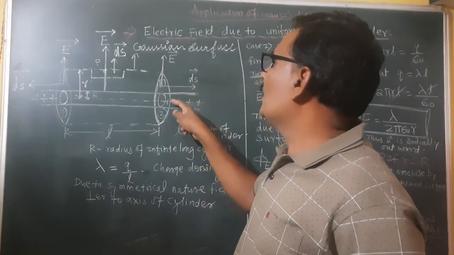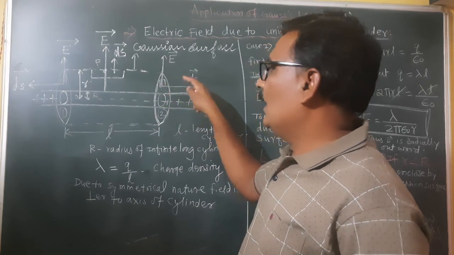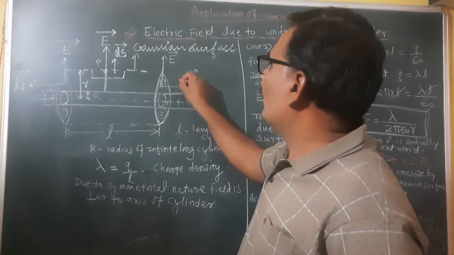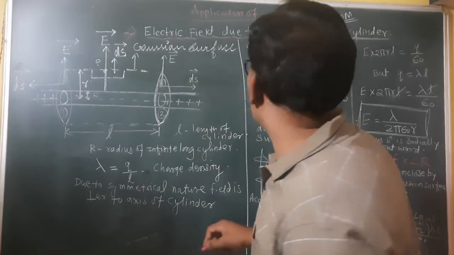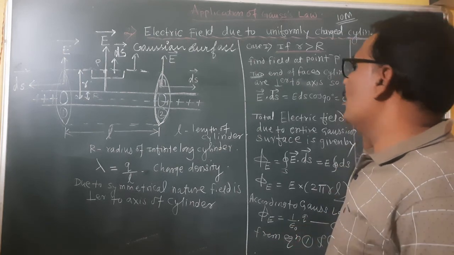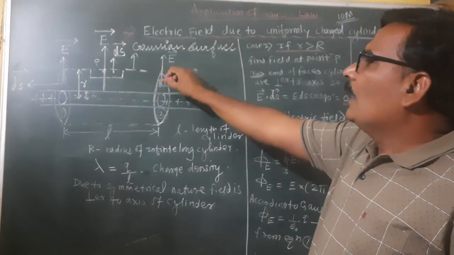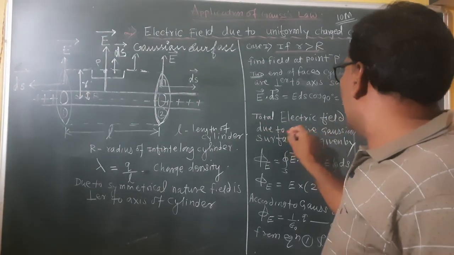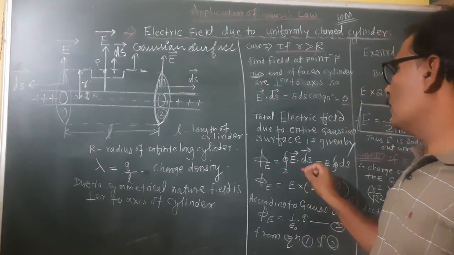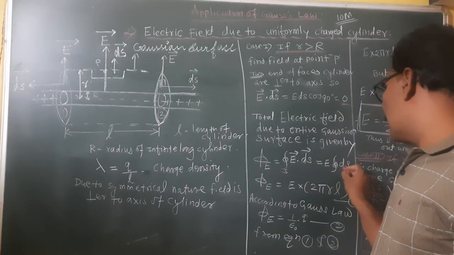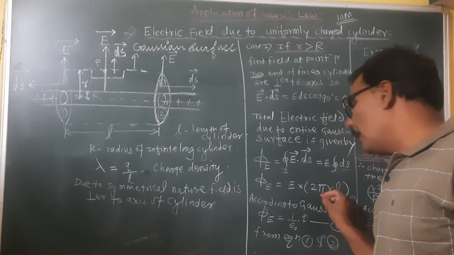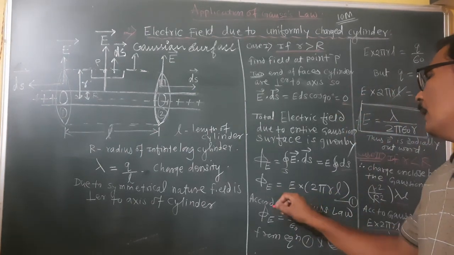If we consider the two curved surfaces, the angle between the area of the surface and the field is perpendicular, so the flux through them is 0. We have to find the electric field due to the entire Gaussian surface, which is given by phi is equal to E bar dot ds bar, and ds is nothing but the surface area of the cylinder, that is 2 pi rl. You have to know this formula and substitute that value according to the Gauss law.